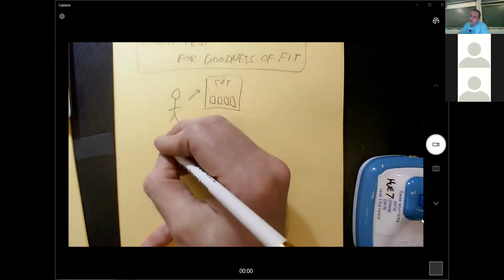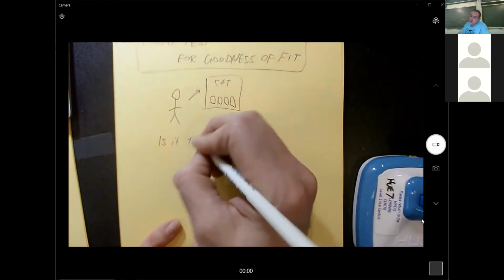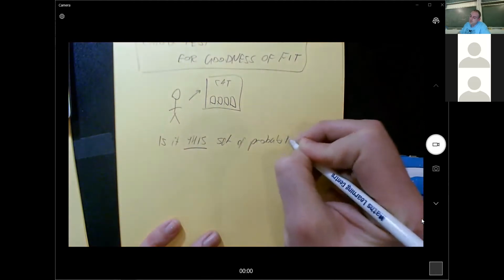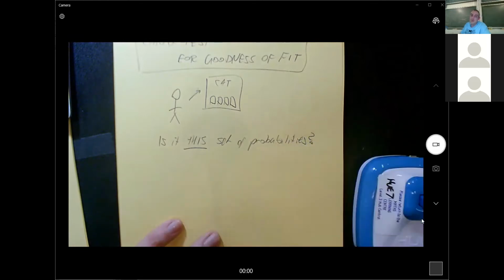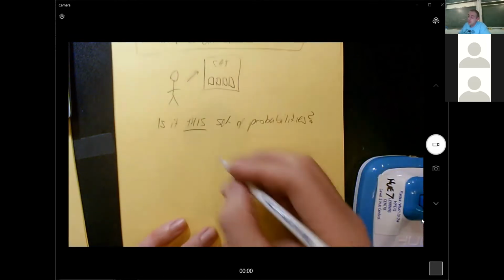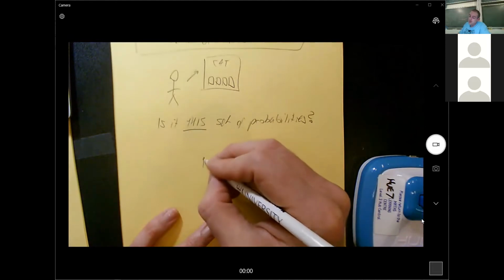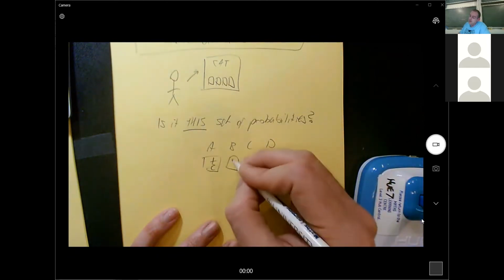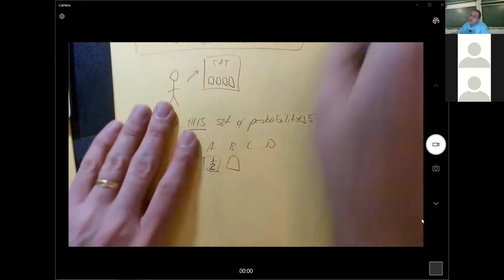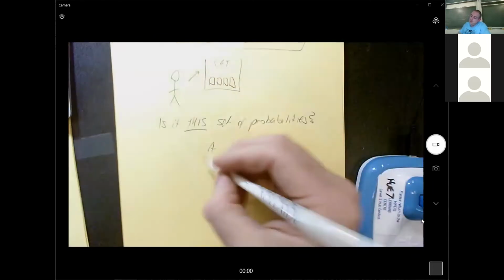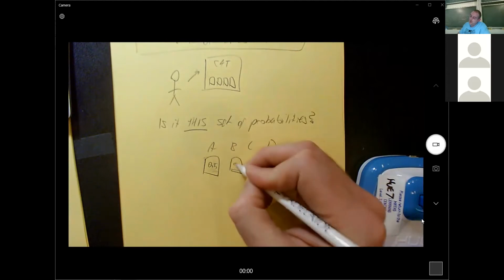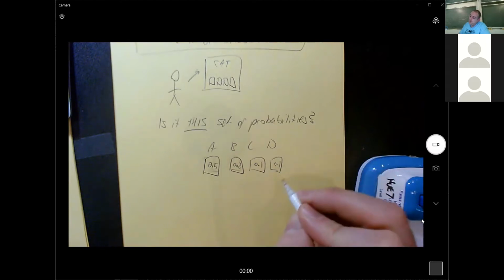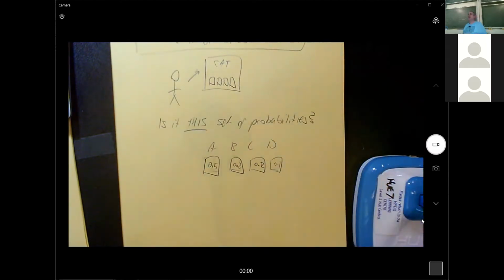So your question is, is it this set of probabilities? So I might think that A, B, C, and D have these probabilities. It's half A. I do not want to do it in fractions. It's 0.5 A and 0.2 B and 0.1 C and 0.1 D. That does not add up to, right, 100%.